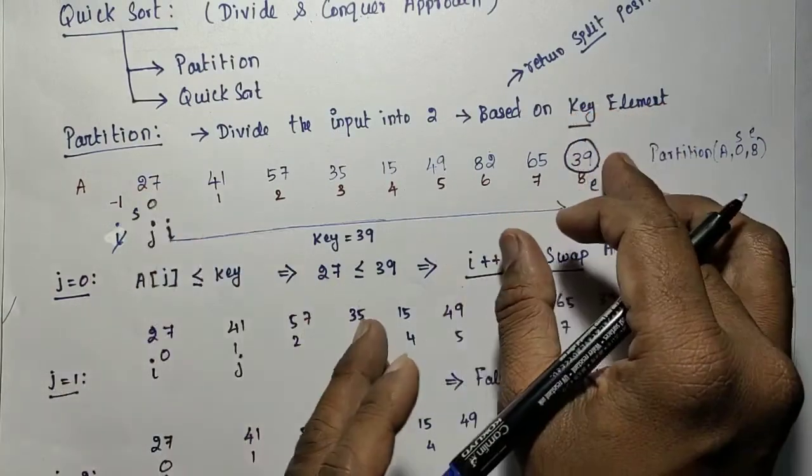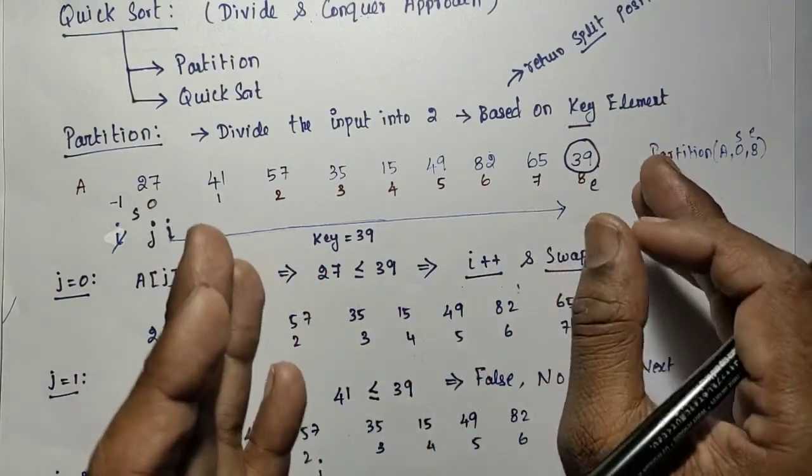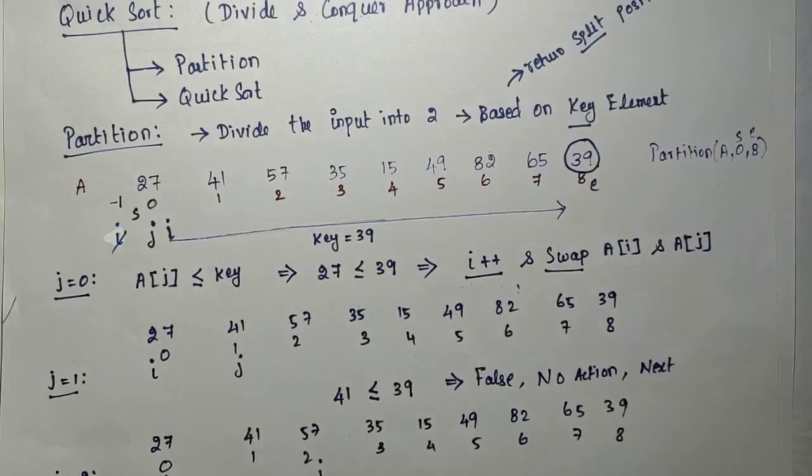And no elements is what? Greater than 39. It means that the second of no elements will be there. In the first of what? All the elements will be there.